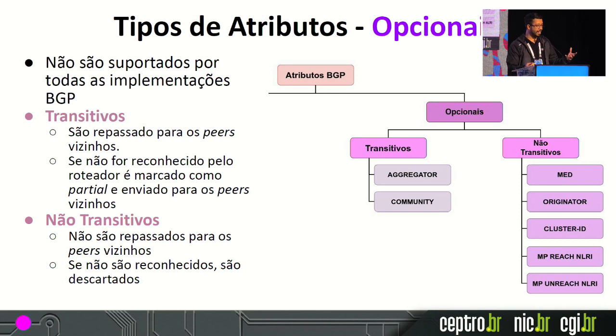Then we have the optional attributes, and it might happen that you might have these. We have the transitive and the non-transitive attributes. The transitive attributes are those that can be resent. You receive the attribute, you resend it to a peer with whom you're communicating, and it goes to another autonomous system. And the non-transitive attributes are those that are received but are not forwarded.